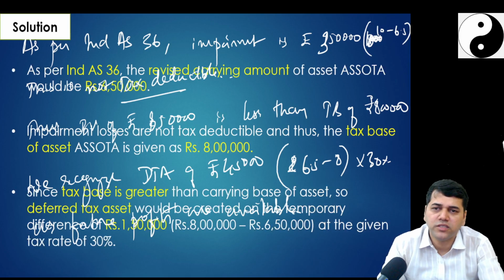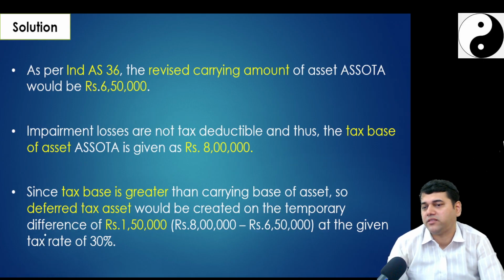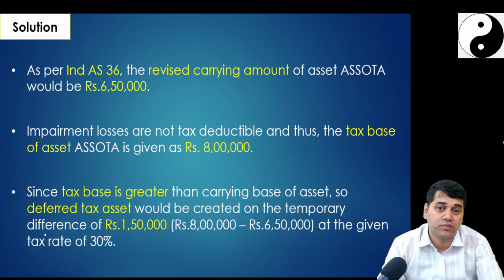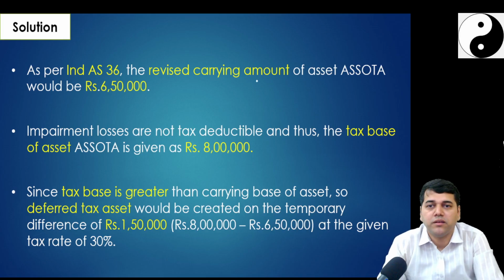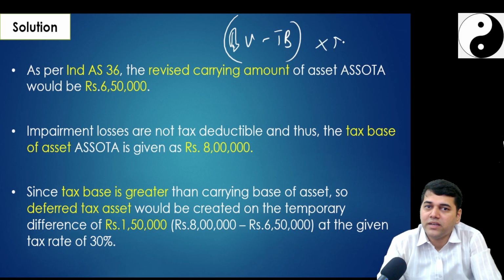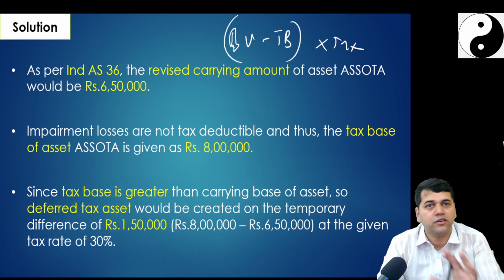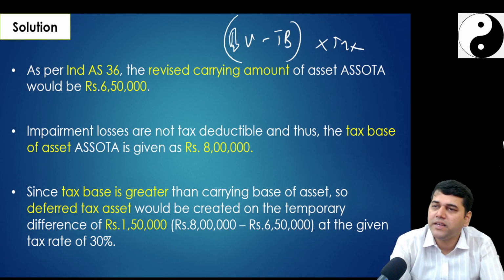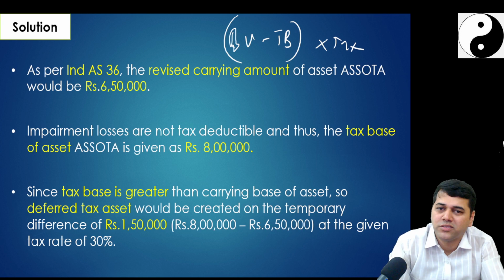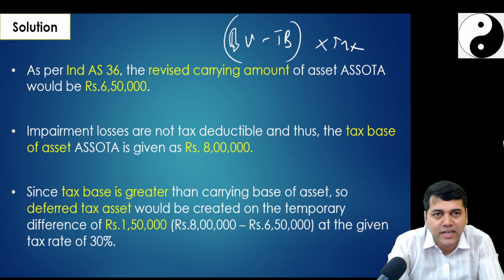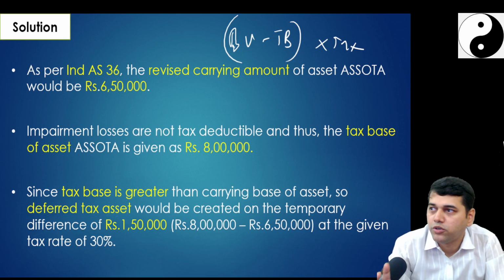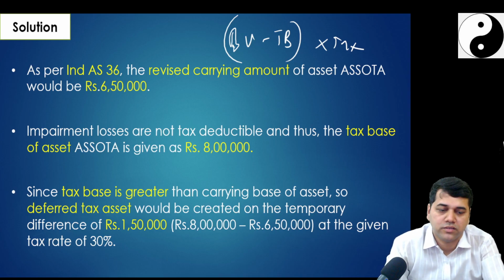See, for this particular one, we don't have any format as such, students. That's the big problem. But your format is one thing: BV minus TB into tax percentage. This is your format. You have to just tell deferred tax asset or liability. Enough. If you explain like this, because almost all the questions are like this only. You have to calculate the tax and you have to explain it. Is it a liability or an asset?